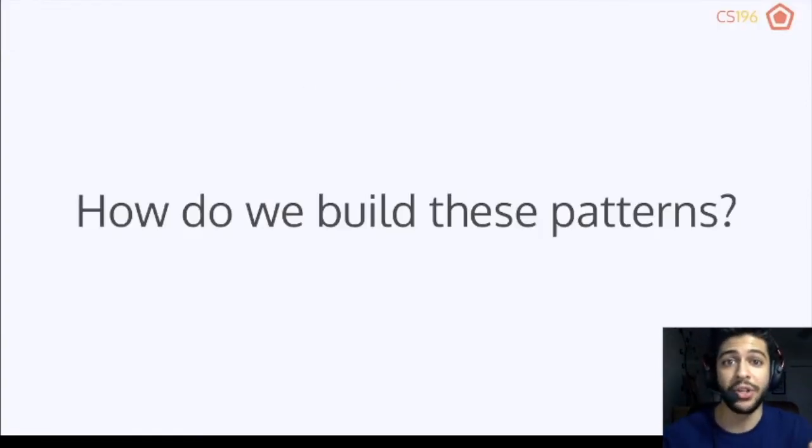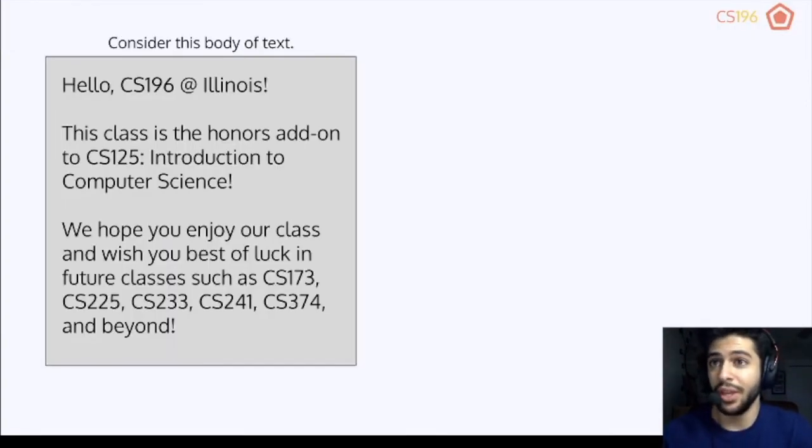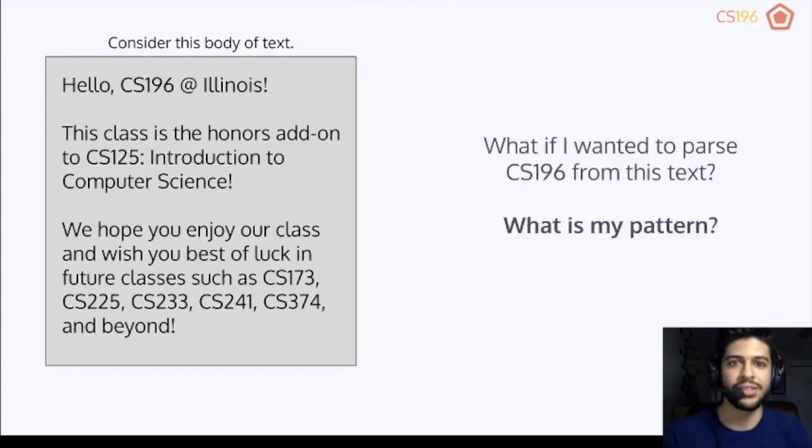So how do we go about building these patterns ourselves? Well, let's go ahead and consider this body of text. Hello, CS196 at Illinois. This class is the Honors Add-on to CS125, Introduction to Computer Science. We hope you enjoy our class, and we wish you best of luck in future classes such as CS173, CS225, CS233, and so on and so forth, and beyond, right? So now, what if from this body of text, I wanted to parse CS196? What is my pattern going to be?